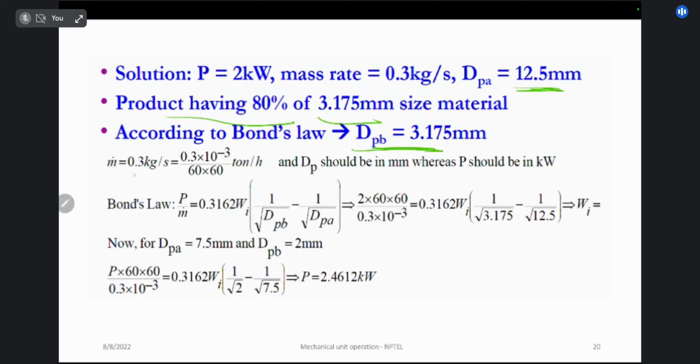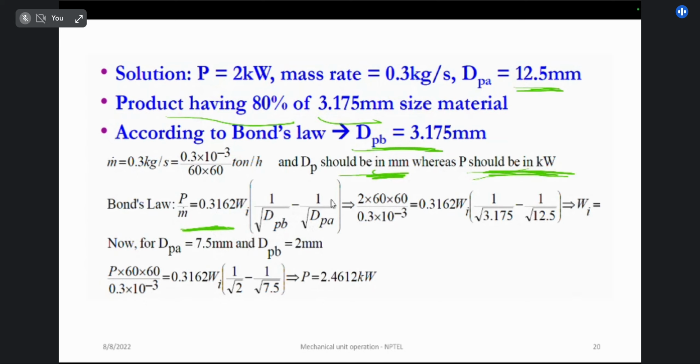Now m dot is equal to 0.3 kilogram per second. We need to convert it into ton per hour. 1 ton is equal to 1000 kilograms, so we have to multiply by 10 to the power minus 3, and seconds need to be converted into hours, so we divide by 3600. Now dp should be in millimeter, and power should be in kilowatt. For this particular equation, power should be in kilowatt and diameter should be in millimeter. You always need to keep this in mind. This is an important thing. Now Bond's law will be used over here.